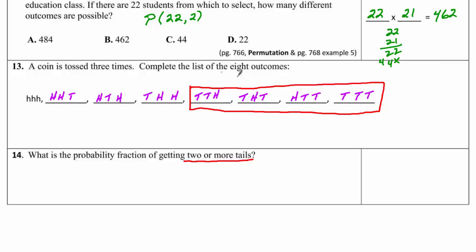There are 8 possible outcomes. So the probability, in math talk, the probability of greater than or equal to 2 tails is 4 out of 8, which is 1 out of 2. There's a 1 out of 2 chance.